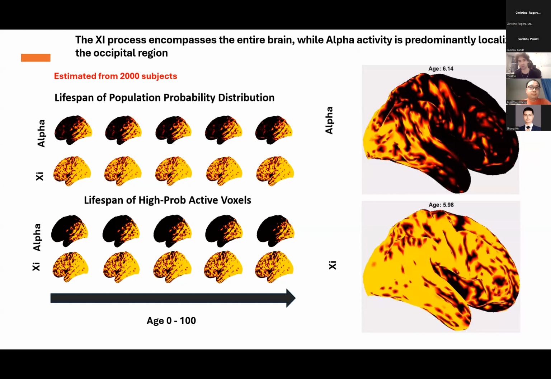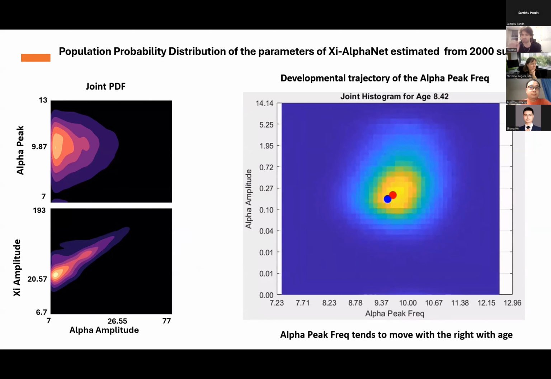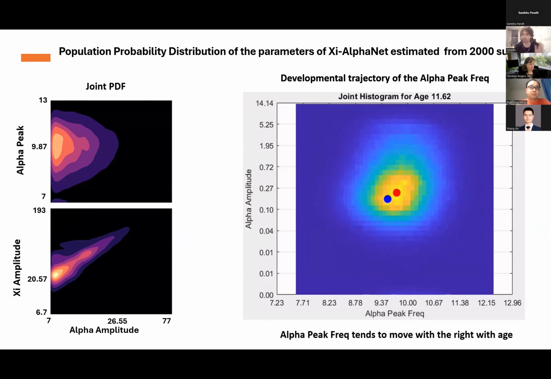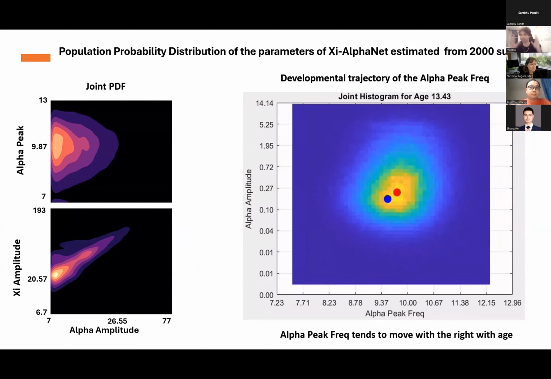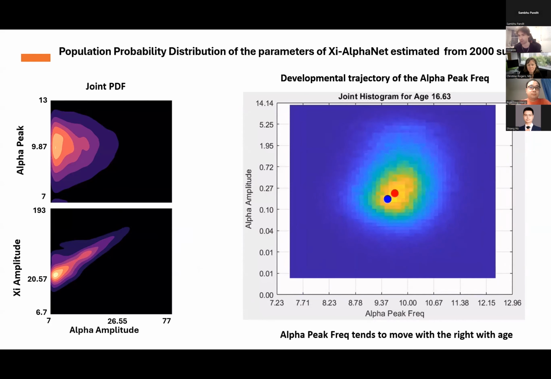What we can see here is a population probability distribution of the parameters of the Chi-alpha model that we are estimating. The main important thing here is the developmental trajectory of the alpha peak frequency. If you remember, we mentioned it before when we spoke about the spectral constraints, that this is a kind of shift of the alpha frequency with age. And in the regression here, the blue point is the initial point of the alpha frequency at 5 years. We can see that it again produces a shift from lower frequency to higher frequency in the alpha peak band. This is estimated from 2,000 pages, and we want to move that to higher.